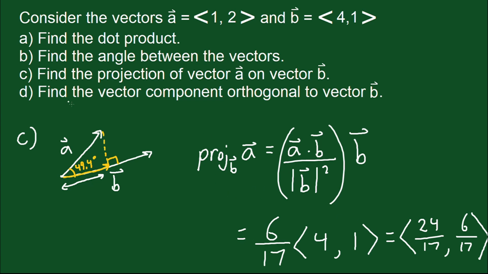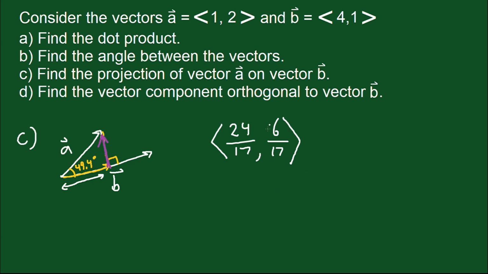For part D, it's asking us to find the vector component orthogonal to vector B. In other words, it wants us to find this vector here. This is the vector component orthogonal to vector B. That's what they're asking for. So how could I figure this out? Well, let me clean this up a little bit. So I have here my yellow vector, right? We want to find that purple vector next. How can we do this?